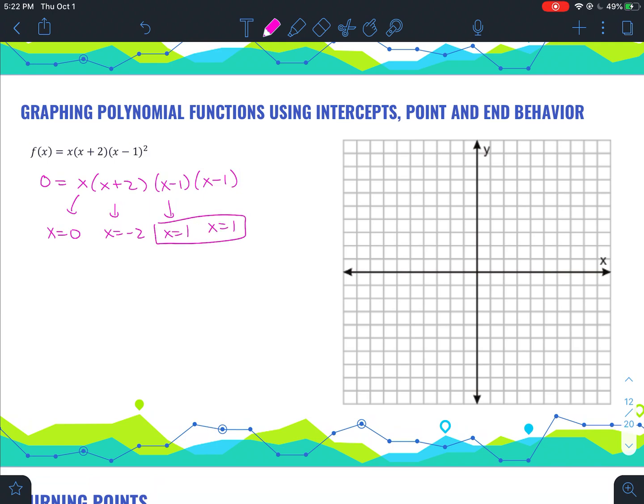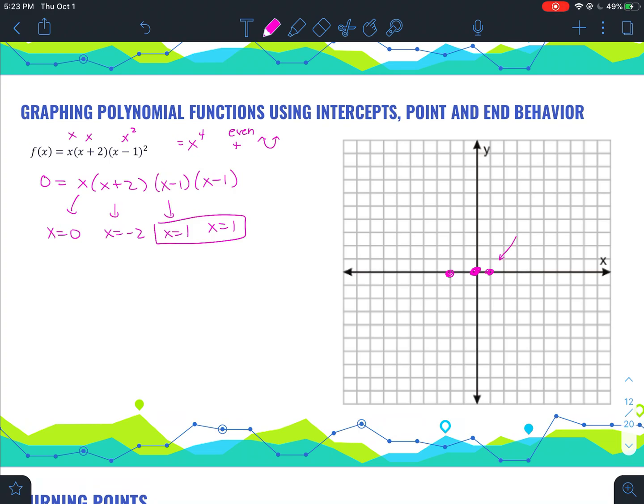So 1 has a multiplicity of 2, which means that it's not going to pass through the x-axis there. It's just going to bounce off the x-axis there. So I have an x-intercept at 0, at negative 2, and at 1. If I were to multiply this out, I would have an x squared, I would have an x and an x. So this would mean an x to the 4th. And remember, an x to the 4th is even, and it's positive, so it'll be like a happy parabola. So the end behavior will be up and up.